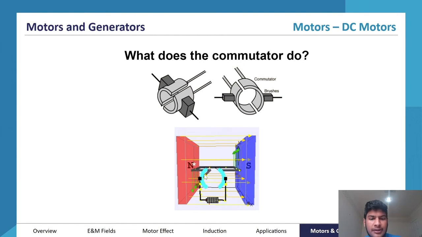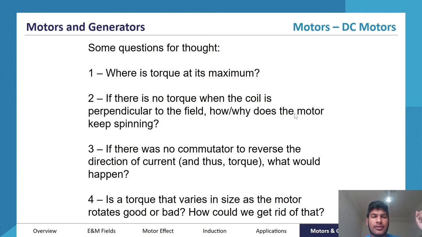So the split ring commutator comes in contact with what are called the brushes. These little black things here are called brushes, and they maintain contact with the commutator so as to allow rotation but still conduct electricity. That's sort of their main job. But the commutator is the one that changes the direction of the current every 180 degrees to maintain a constant uniform direction of rotation. So some questions for thought.